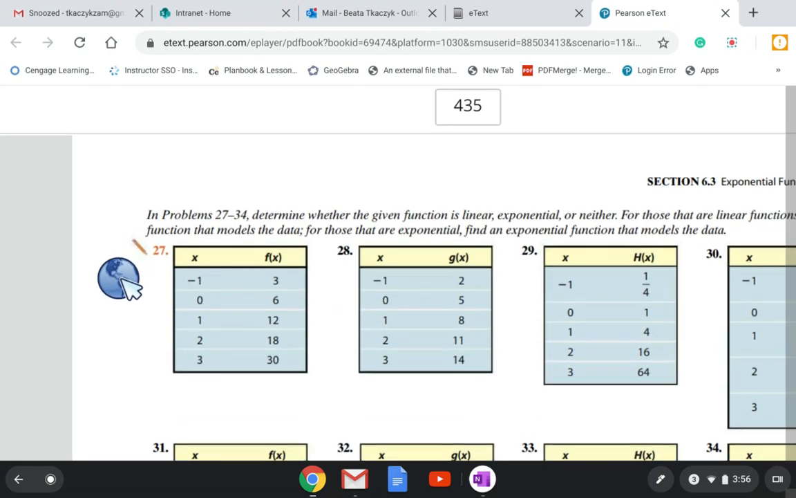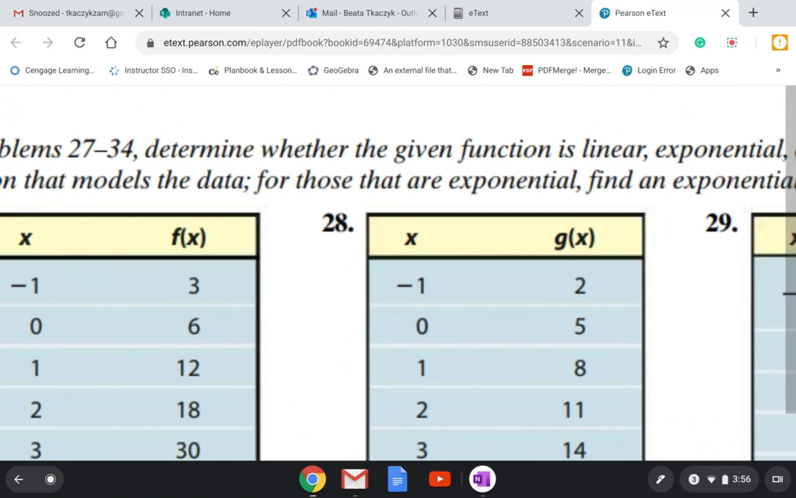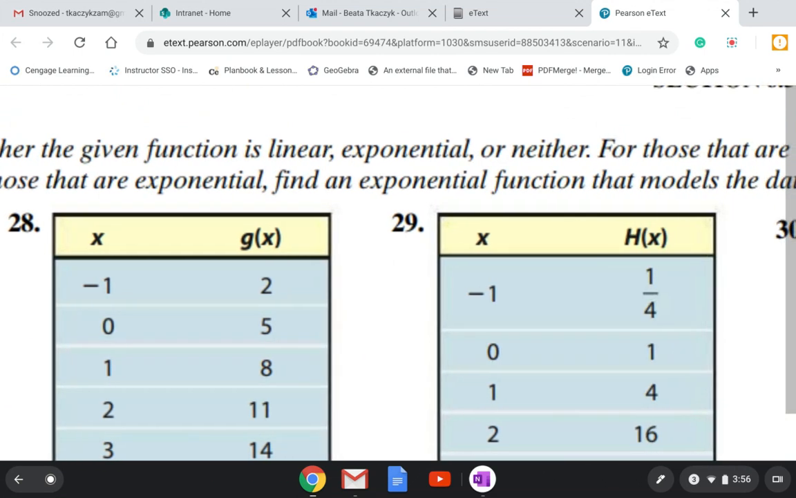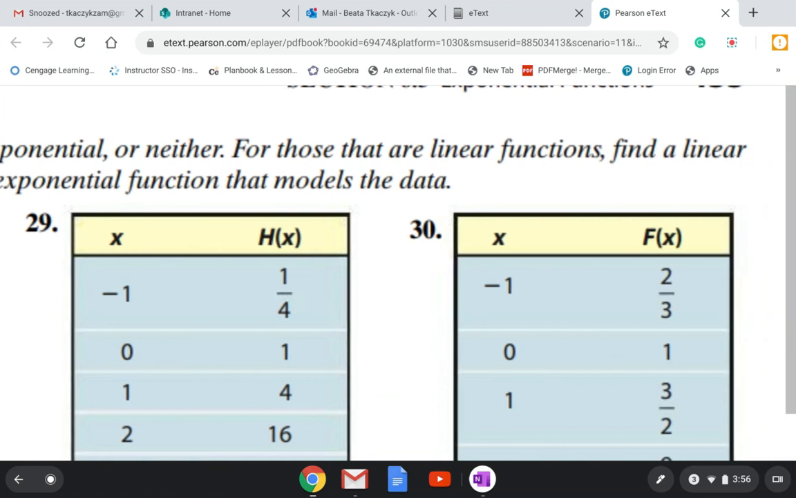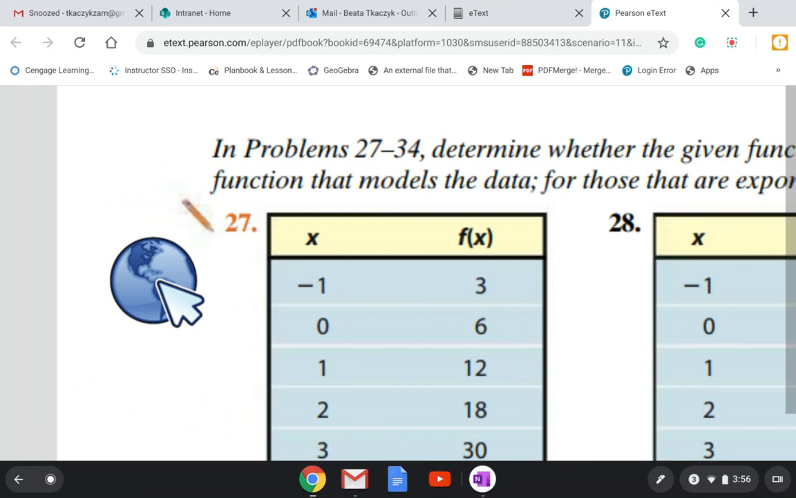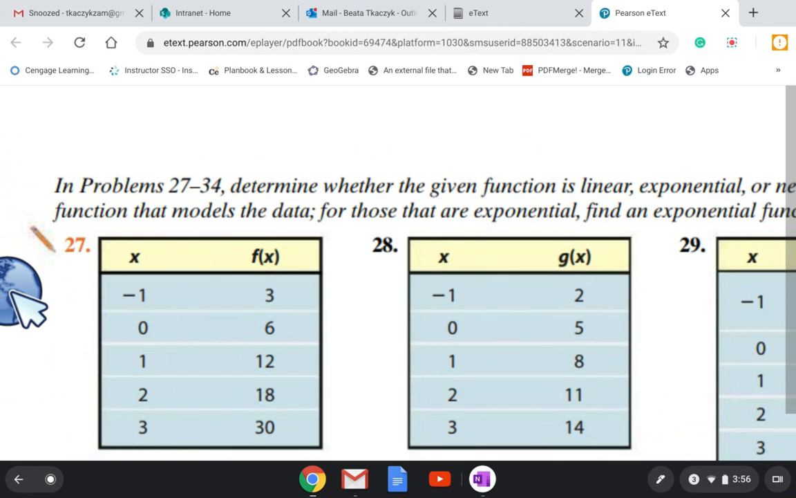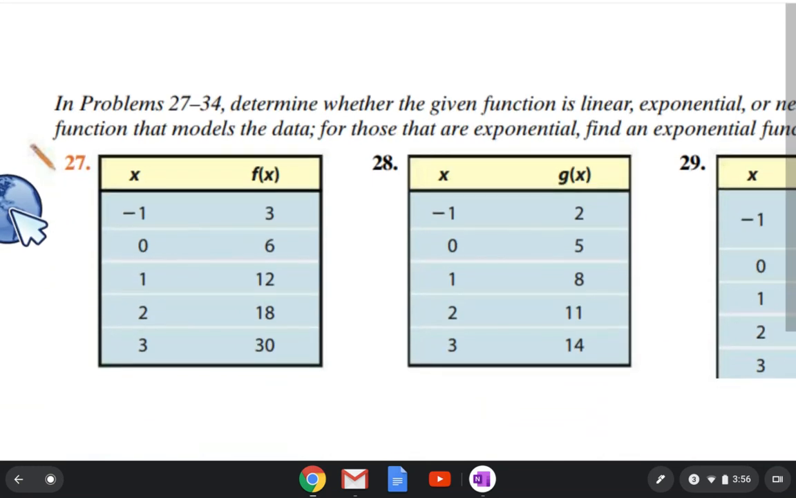So in number 27 through 34, you have to determine whether the given function is linear, exponential, or neither. For those that are linear functions, find a linear function that models the data. If you decide that your function is linear, you need to create the equation y equals mx plus b. For those which are exponential, you have to find the equation of the exponential function. For the ones which are neither, we're not doing anything, we're just proving that it's neither. So this is number 27.